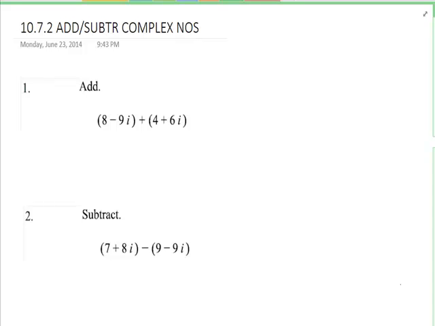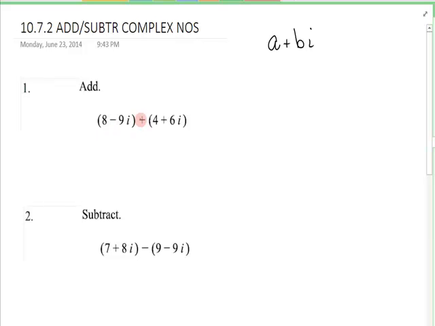In this lesson, I hope you will find it not challenging at all to add or subtract complex numbers. Now remember, complex numbers can all be written in the form a plus or minus bi, with a being called the real part and b being called the imaginary part. To add or subtract, it is just like adding and subtracting any like terms.